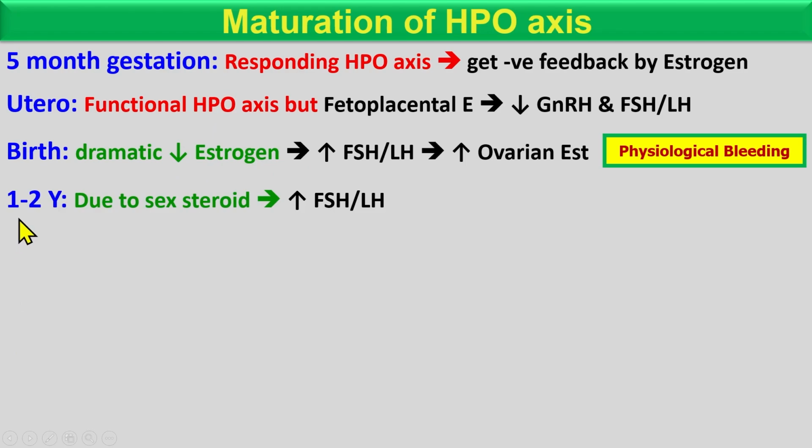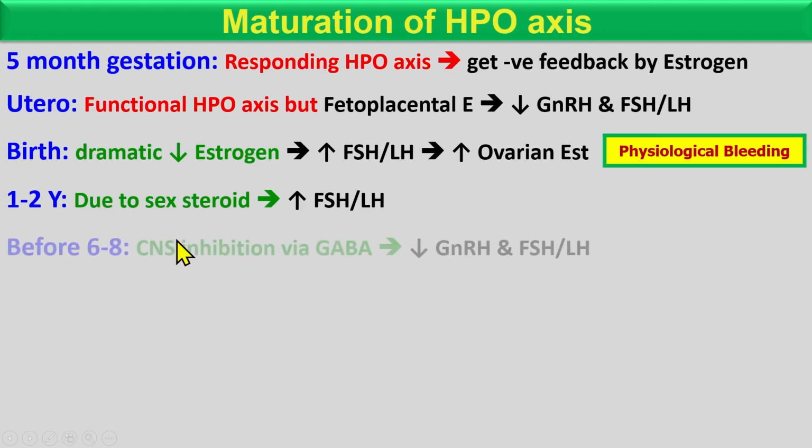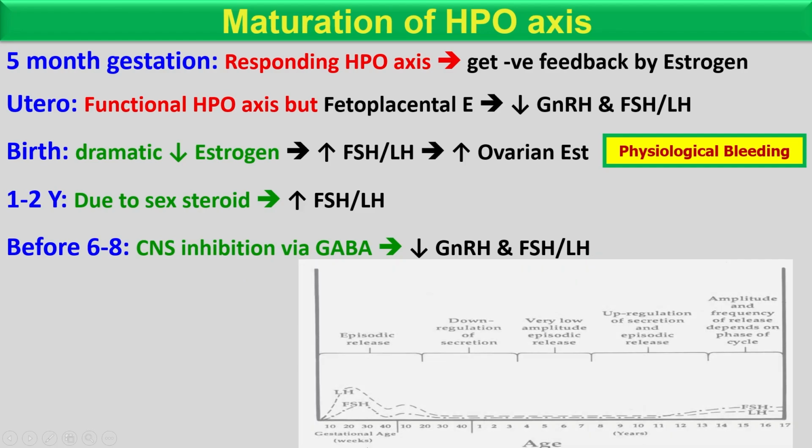So in the first 2 years, this FSH and LH is high due to sex steroid. But after that, before 6 to 8 years, the CNS inhibition continues, where the GABA, and GnRH and FSH and LH are low. In this picture, you can see initially the FSH and LH are somehow released, but later on it decreases due to negative feedback. Okay, so it continues low until the maturity. At the menarche, it is going to increase.